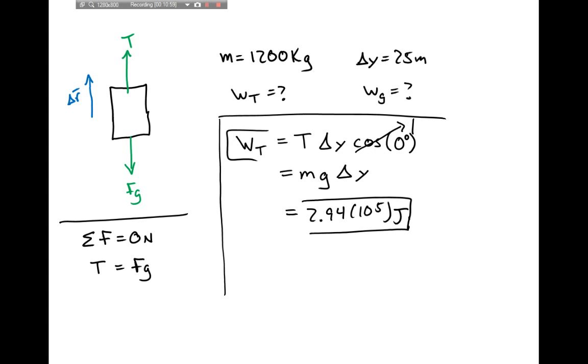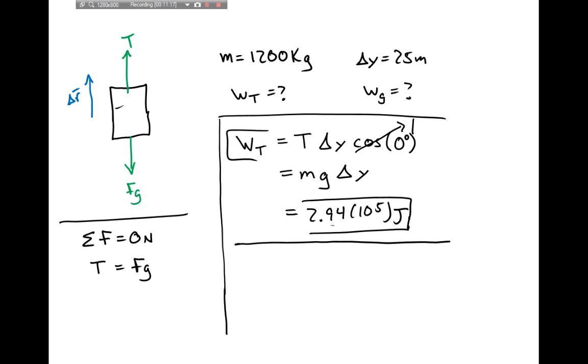But conceptually, we can think of this as the tension pulling the elevator upwards, and that's the same direction as the elevator's displacement. So the tension is what's causing the motion. It's pulling in the same direction as the elevator's motion. So the work that's done by the tension will be positive.